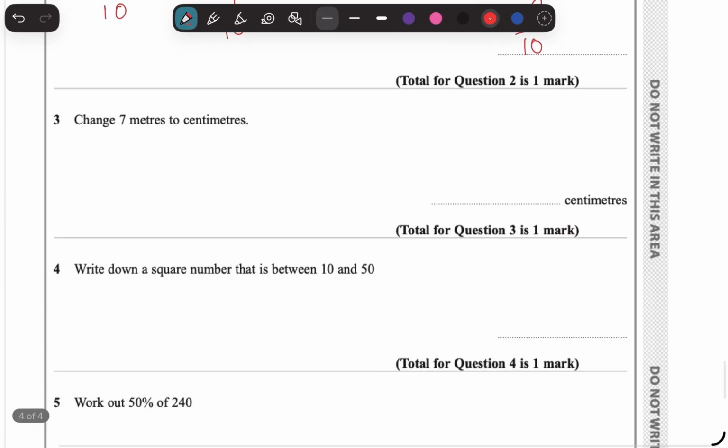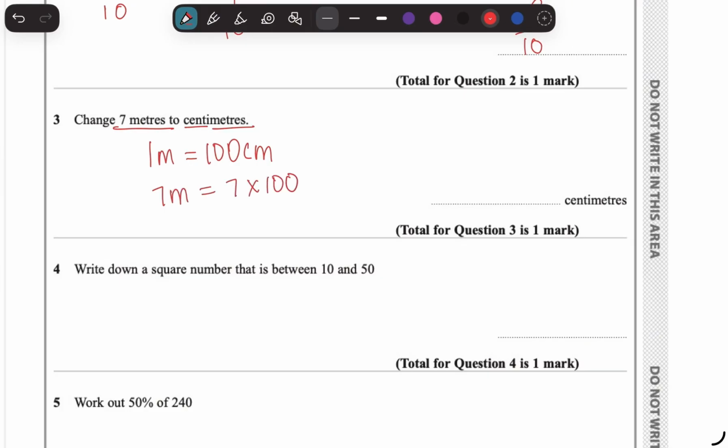The next question, question 3, is to change 7 meters to centimeters. So we know 1 meter is 100 centimeters. So 7 meters will be 7 times 100. And that will give you 700 centimeters.